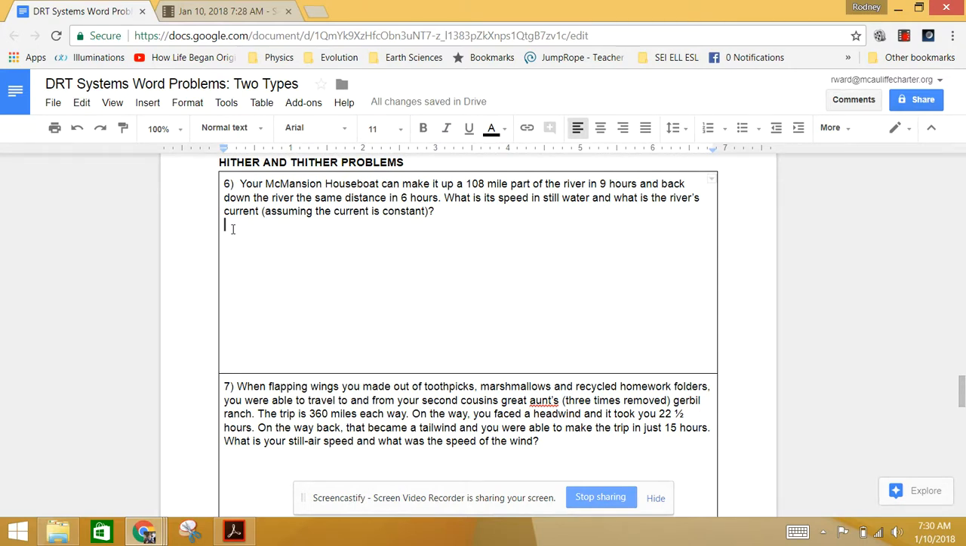But generally speaking, you're going to have a trip in which going one way you are fighting against a current or a wind speed or a horde of zombies walking the other way. In the other direction, you're going to be buffeted along and aided by the wind or the current or the horde of zombies marching along in the same direction you're going. So let's look at number 6.